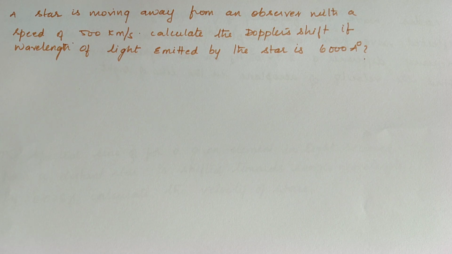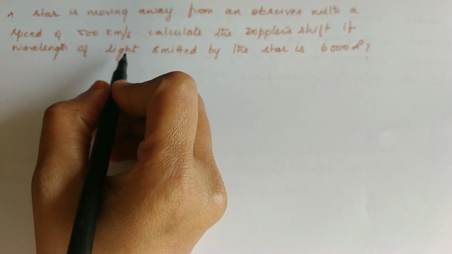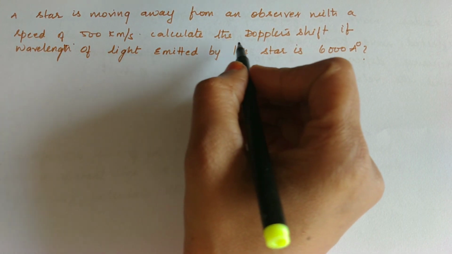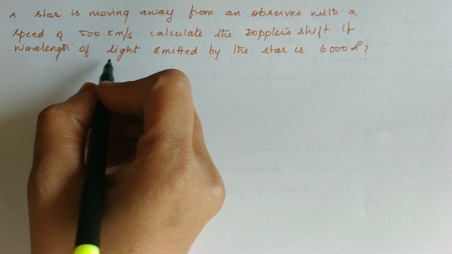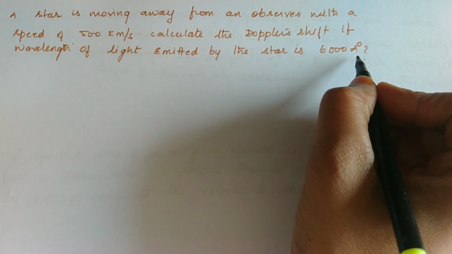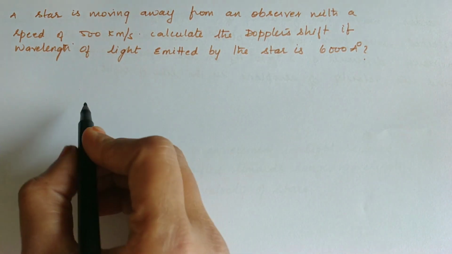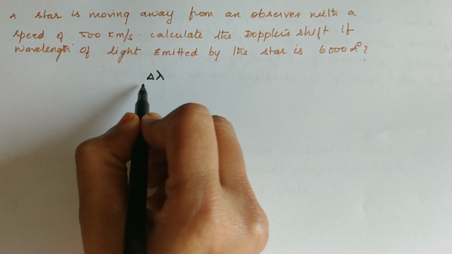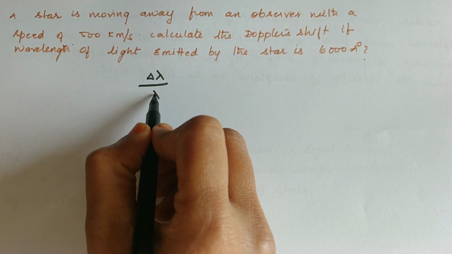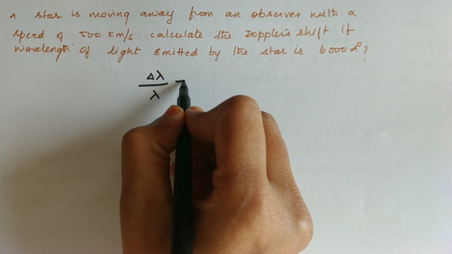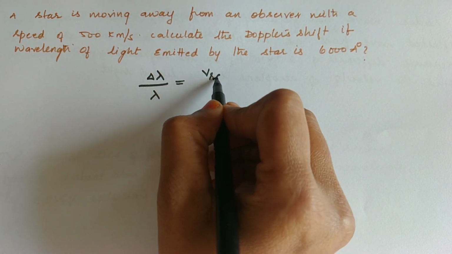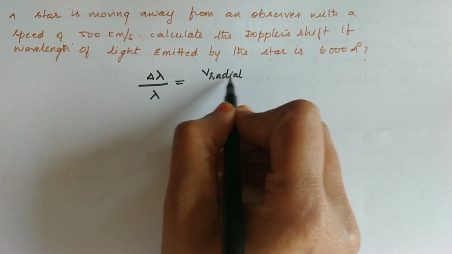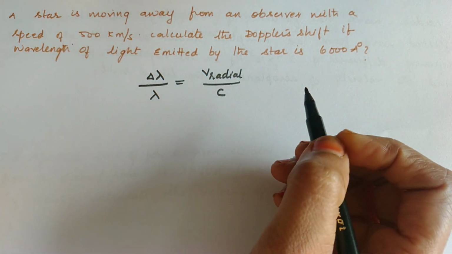A star is moving away from an observer with a speed of 500 km per second. The question is to calculate the Doppler shift if the wavelength of the light emitted by the star is 6000 angstroms. So we know in Doppler's effect of light, we have seen that the change in wavelength to the original wavelength, that means the wavelength emitted, should be equal to V radial divided by the speed of light.